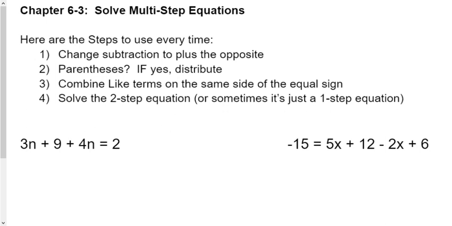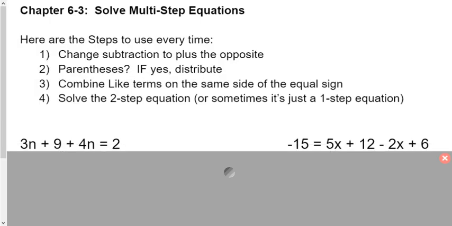So when you look at this equation, and you can see it's not a two-stepper, there's multiple variables, there's more than two numbers, and there's an equal sign, and it gets overwhelming. What you do is you follow these steps here. First off, change the subtraction to plus the opposite. Is there any subtraction here? No, there's not. Okay. Secondly, are there any parentheses here? No, there's not. Three, can you combine like terms?